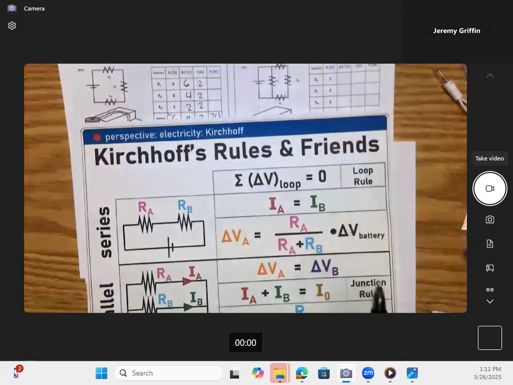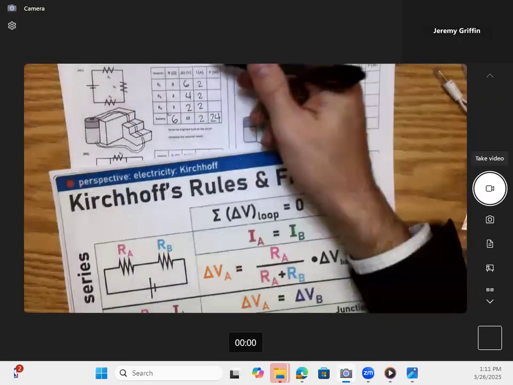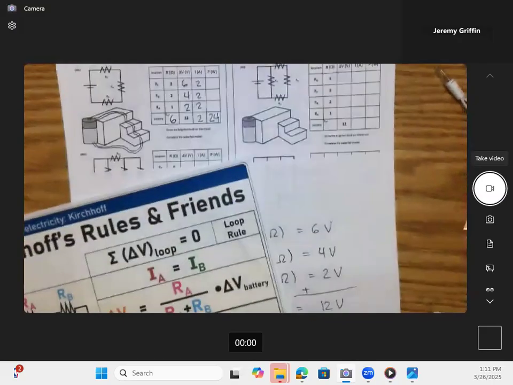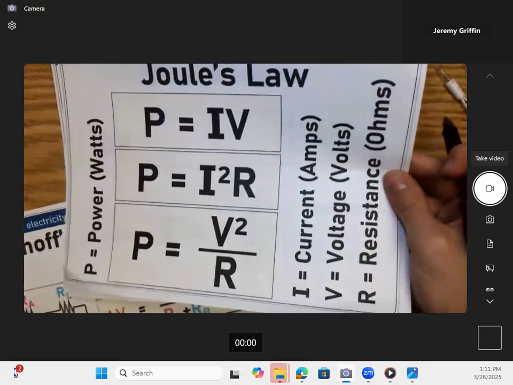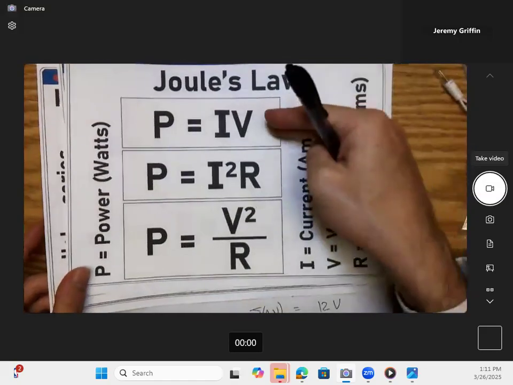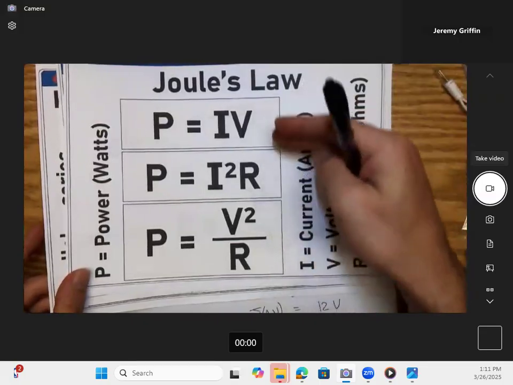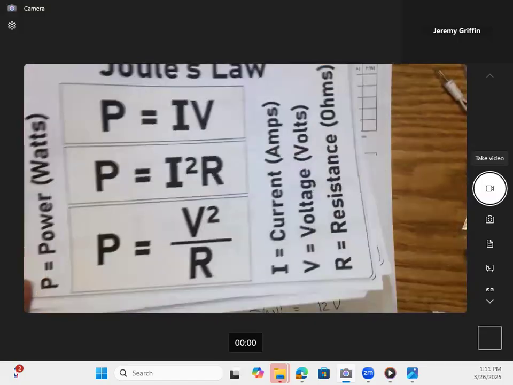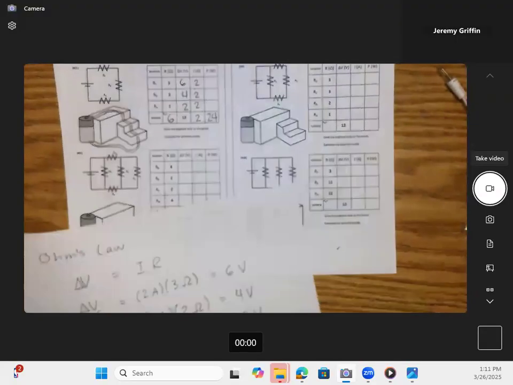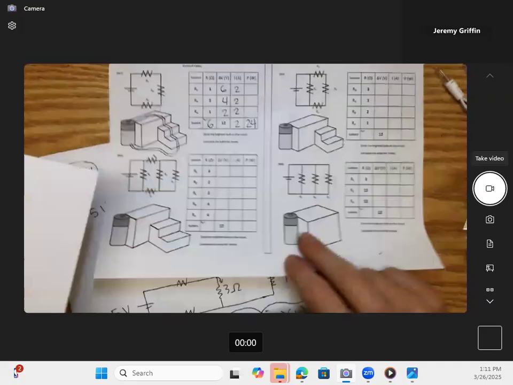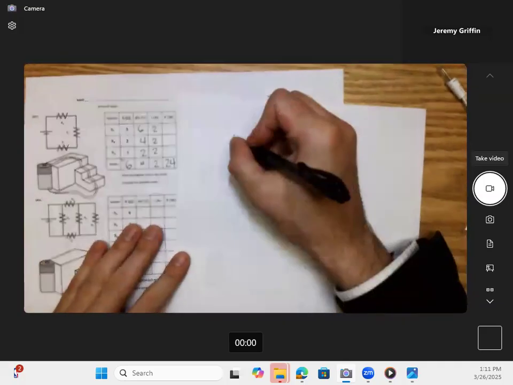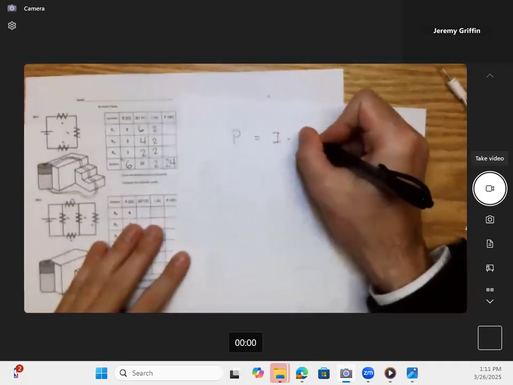And then how about this last column? Power in watts. You can break out Joule's law. Now you can use any of these. They'll all give you the same answer. Here, let's do P equals IV. Power is current times voltage. So power is current times voltage.